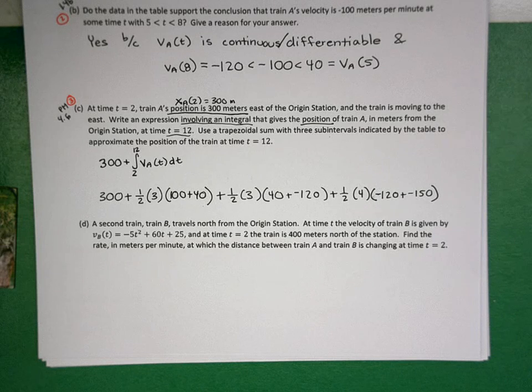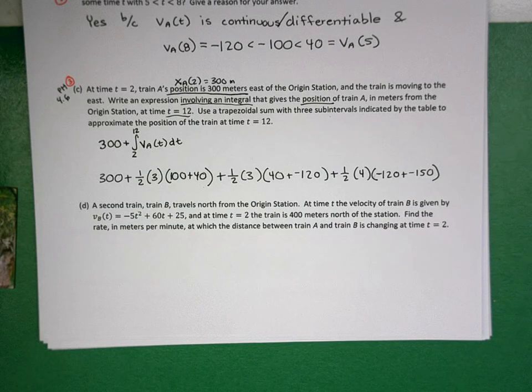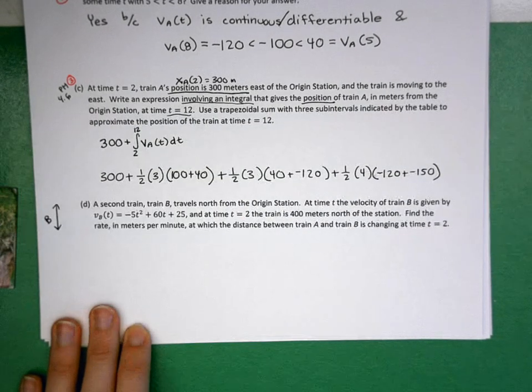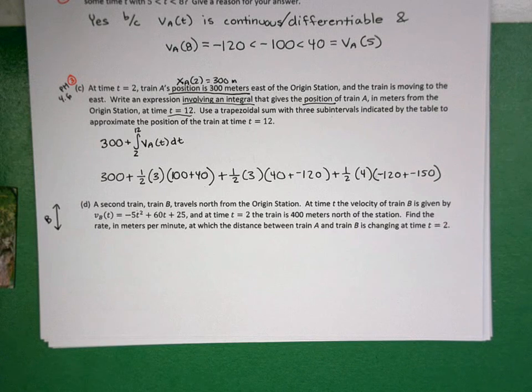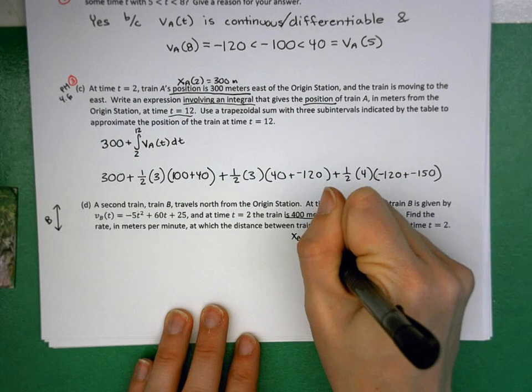Okay, last but not least, we have part D. A second train, train B, travels north from the origin station. Okay, so I'm going to go ahead and draw that in my non-artistic way. So B is traveling north. At time t, the velocity of train B is given by this function. So I've got a velocity function there. And at time t equals 2, the train is 400 meters north. So now I've got a position here for my B, 400 meters north of the station.